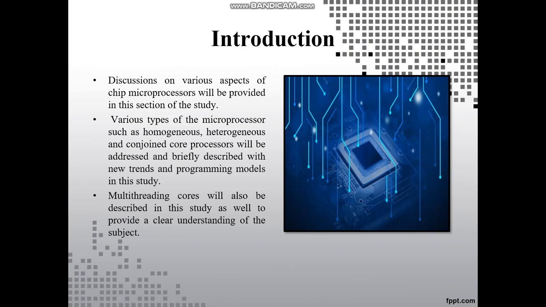Now I am going to give you a short introduction about chip multiprocessors. There are different types of microprocessors, which are homogeneous, heterogeneous, and conjoined core processors. These processors are addressed and briefly described, with the new trends and programming models, in this section. At the same time, we will describe multithreading cores in this section to provide a clear understanding of the subject.